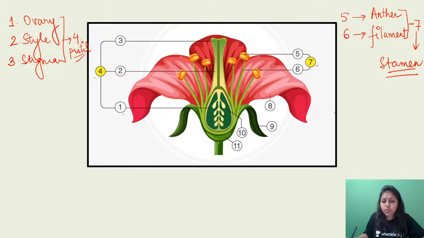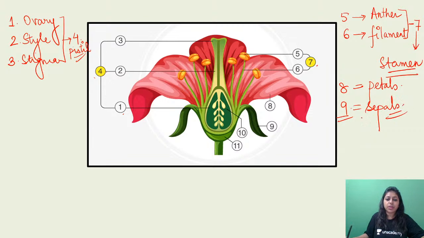Now the next one that we have is the eighth. This colored portion. Tell me quickly, which is the colored portion? This is petals. Whereas the ninth one that we have here, what do we call it? We call it sepals. Now let's move on to the 10th one.